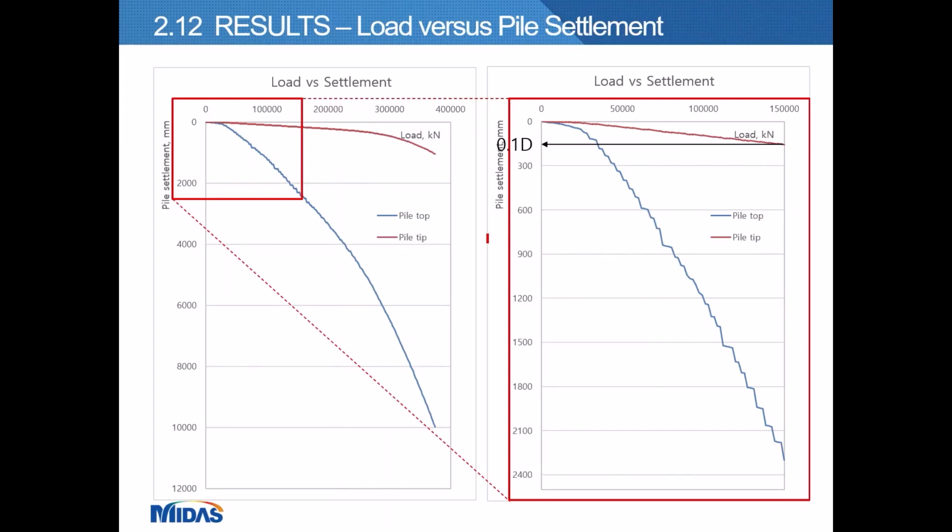This is the load settlement curve of the pile. Surprisingly, the program was able to accommodate settlement up to 10 meters by using the interface element. But what matters to us is the settlement within the allowable loads, as shown in the figure on the right. Also plotted in the figures are the fractions of the load taken up by the pile tip.